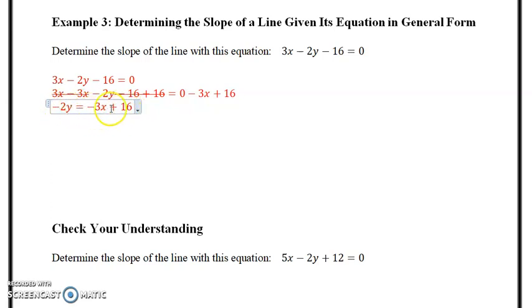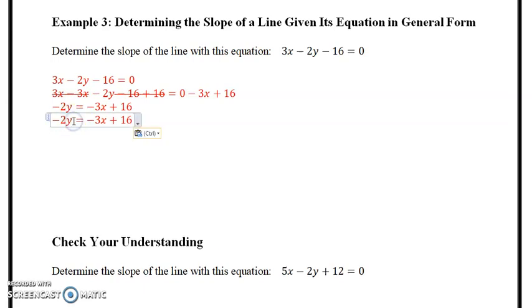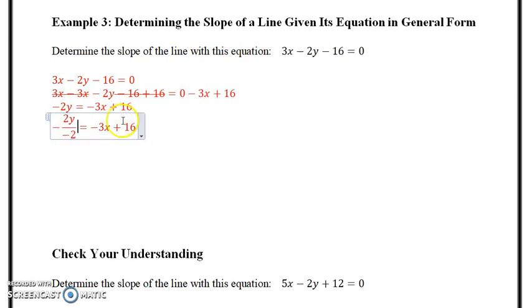The next step is we're going to divide everything by negative 2. So we divide all three terms by negative 2. The negative 2 divided by the negative 2 gives you 1, leaving it with y. That's why we did it. The negative divided by negative gives you positive, and plus 16 divided by negative 2 gives you negative 8.